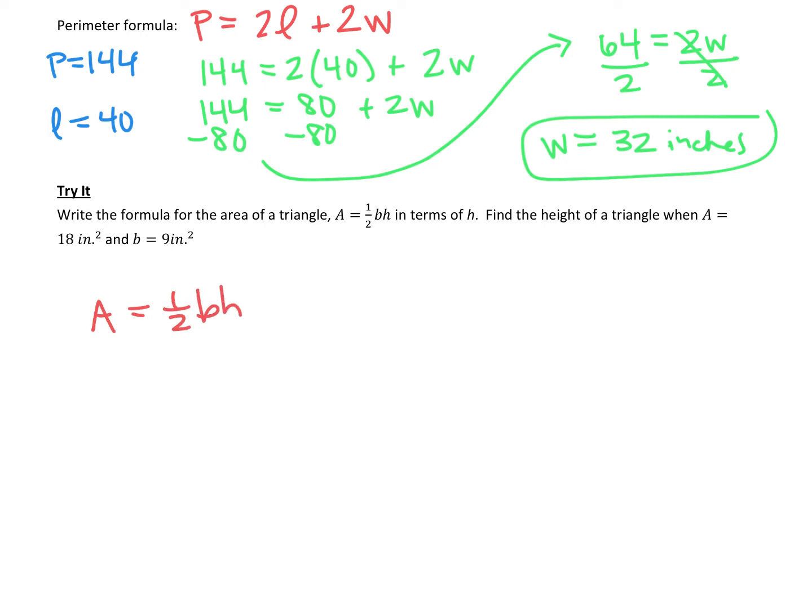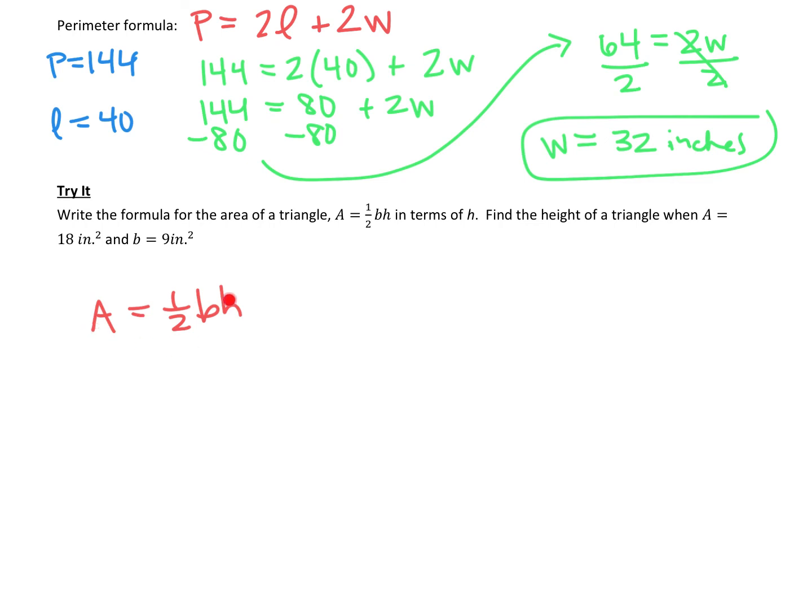So let me talk about this formula for a second. A is the area of the triangle. B is the length of the base of the triangle. And H is the length of the height, or the measurement of the height of the triangle. So here we want to find the height of a triangle when A equals 18. Oh, actually up here. Write the formula for the area of a triangle in terms of H. That means solve for H.